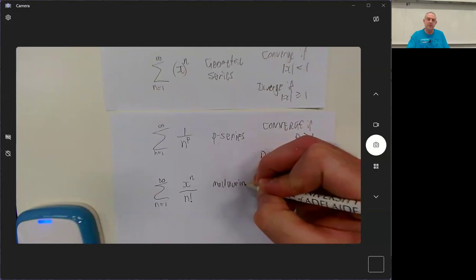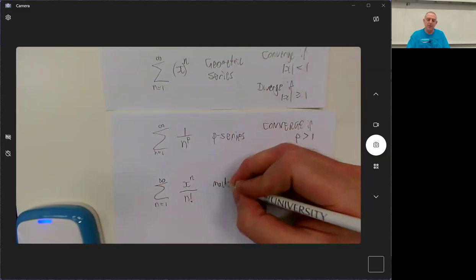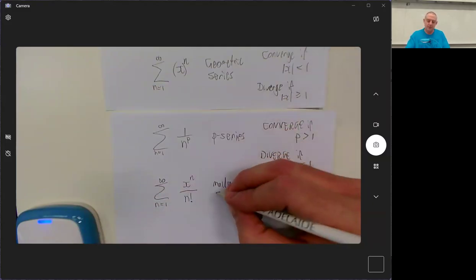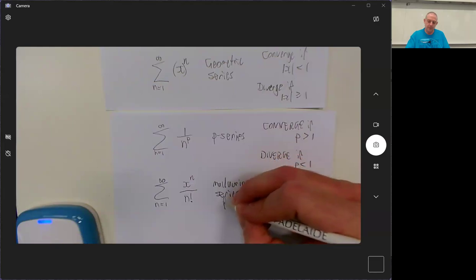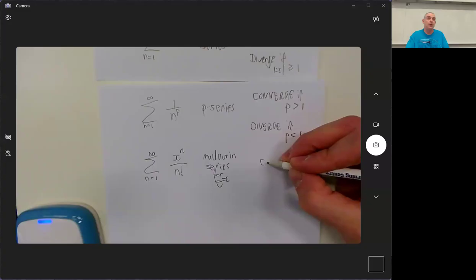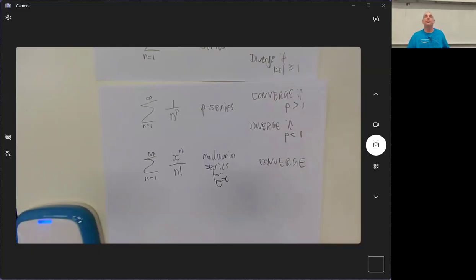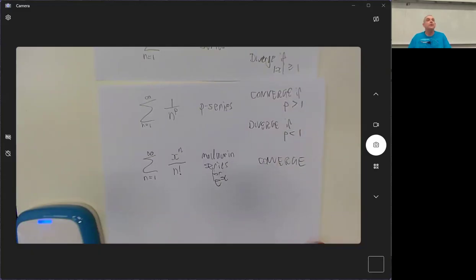Did they use the word Maclaurin series in this course? They use that phrase? Good. That means it's a Taylor series with centre 0. And it always converges, doesn't matter what x is. Makes absolutely no difference what x is, it will always converge.